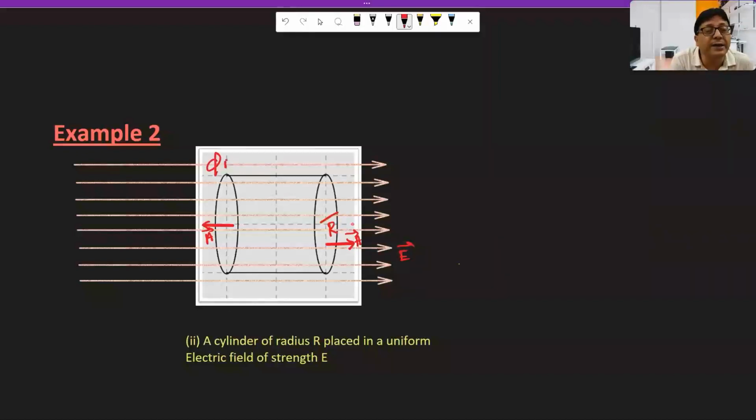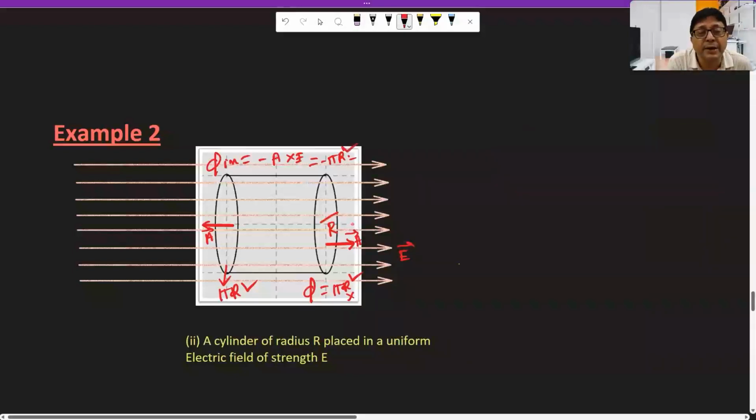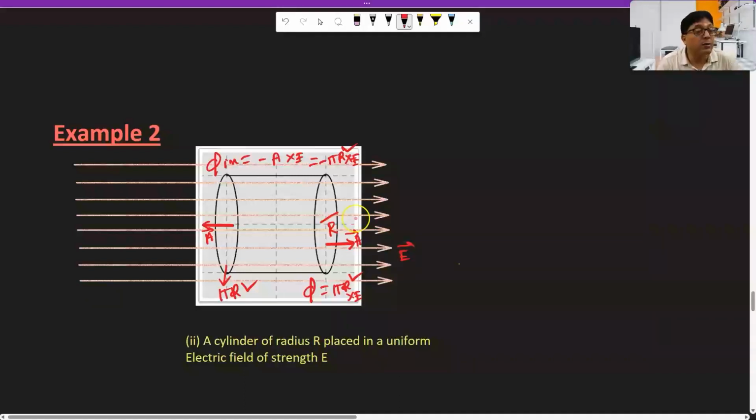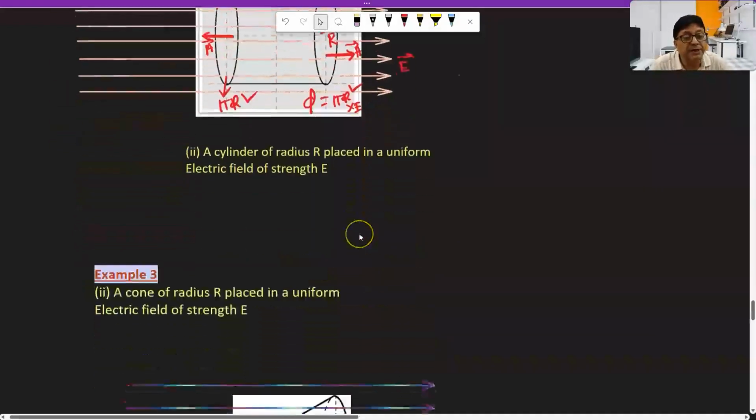So phi in will be equal to minus A into E. A is what? Pi r square. This portion area is pi r square. So this will be minus pi r square into E. Here it will be pi r square into E. Here it is minus because inward flux, and here it is plus, it is outward flux. Area vector in the same direction.